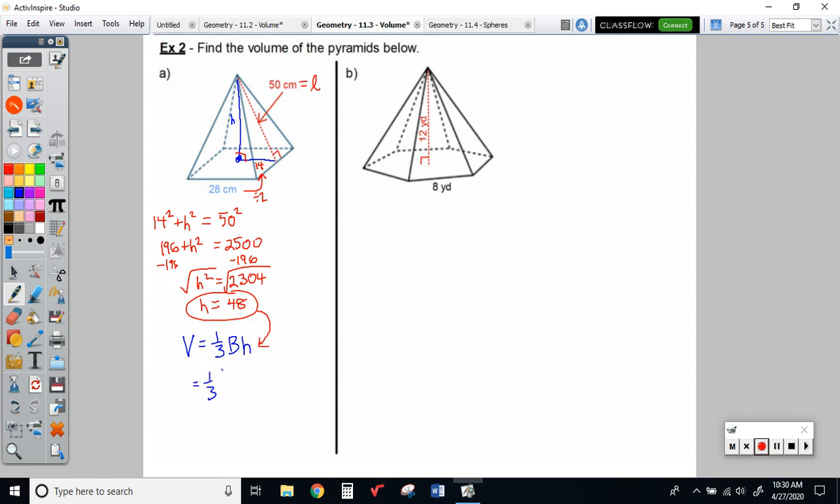Got 1/3, and then 28 times itself, base times height of the base, and then that times 48. And you could use a calculator here to assist you on this one. It looks like we've got 12,544 centimeters cubed for this particular problem.